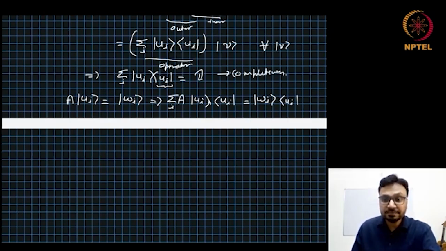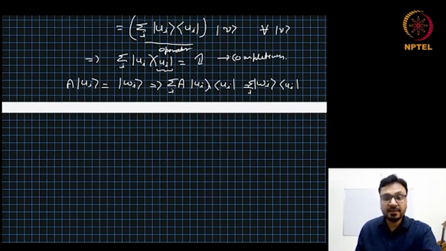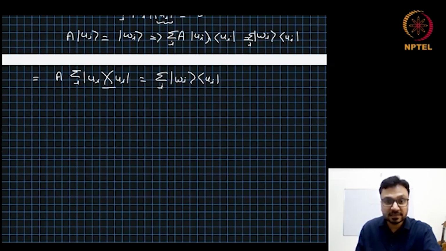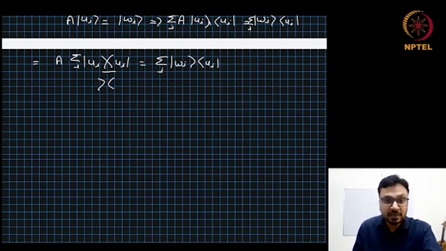Now we can take the sum over i, and we can write it as A acting on the sum over i of |ui⟩⟨ui| equals the sum over i of |wi⟩⟨ui|. I'm just writing this in short form as this big cross. Don't get confused here. But now we use the completeness relation, since ui was an orthonormal basis, so this must be identity. So A times identity is A, and we are getting the sum over i of |ωi⟩⟨ui|.